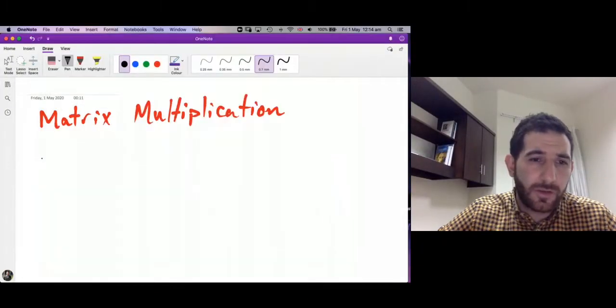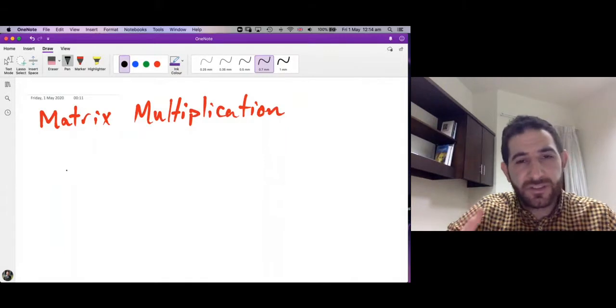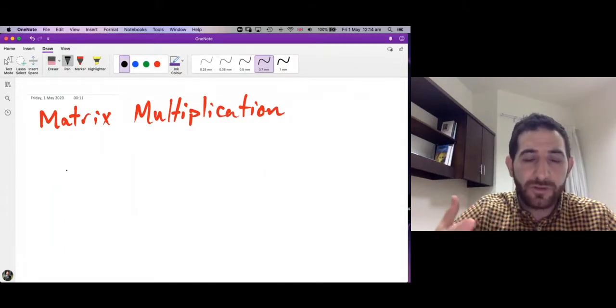Okay, we've seen in the previous session what a matrix is, and we defined when two matrices are equal, and we defined how to add two matrices to obtain a third matrix.